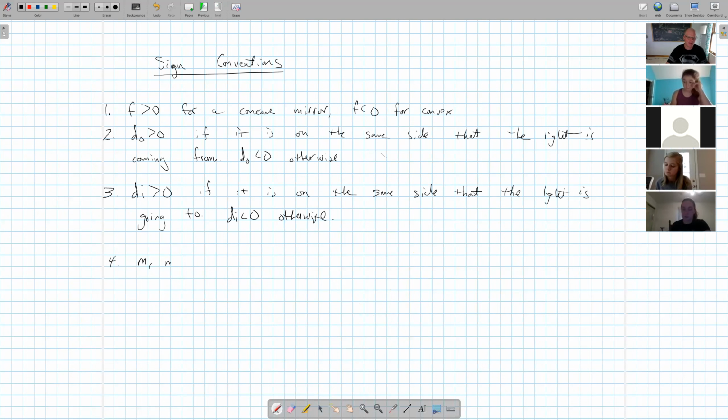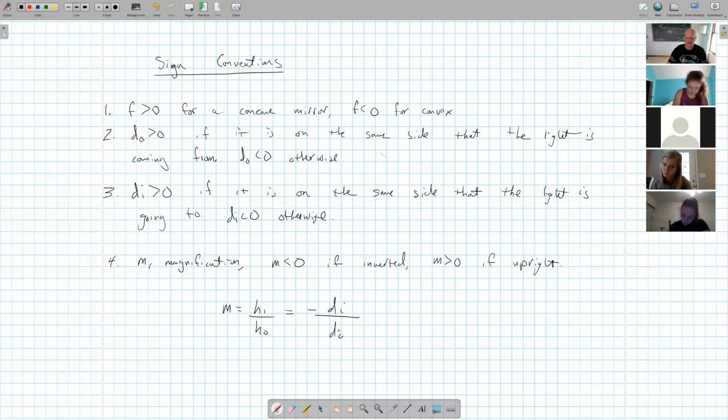M, which is what's known as the magnification. M is negative if inverted, positive if upright. Okay. M, which is the magnification, is either equal to the image height divided by the object height, or negative of the image distance divided by the object distance. So this is what's called the magnification. Now again, you've already seen this in lab, but that's this guy. So this is what we call the magnification.